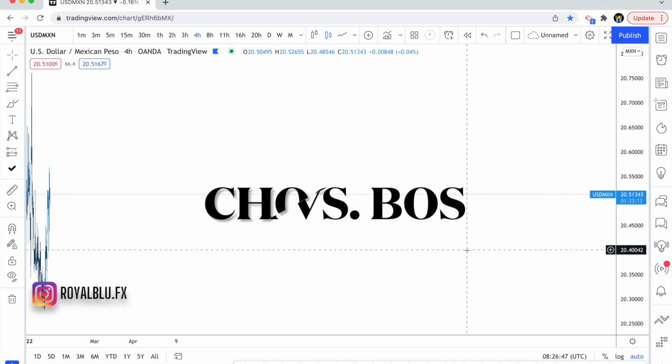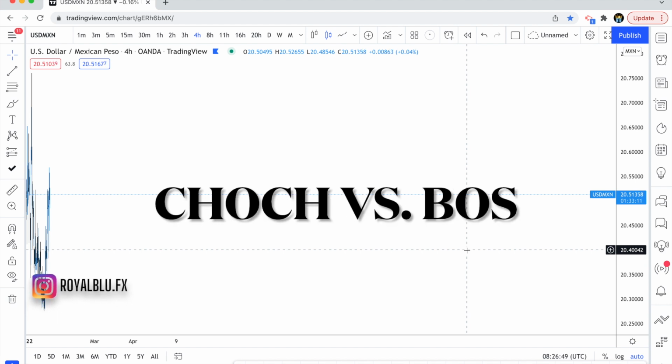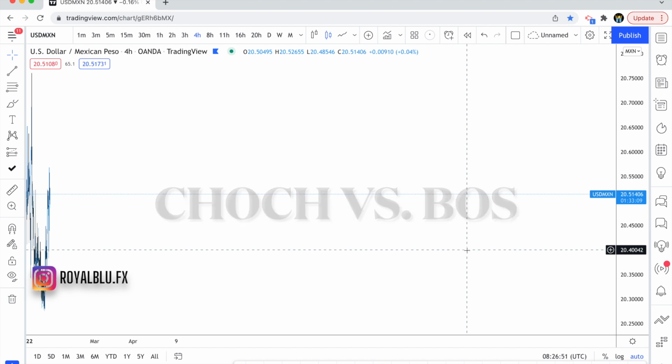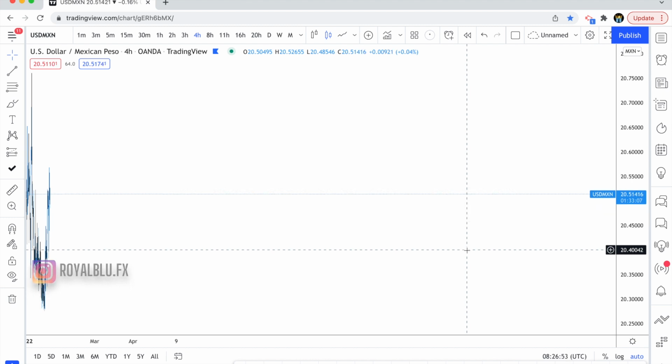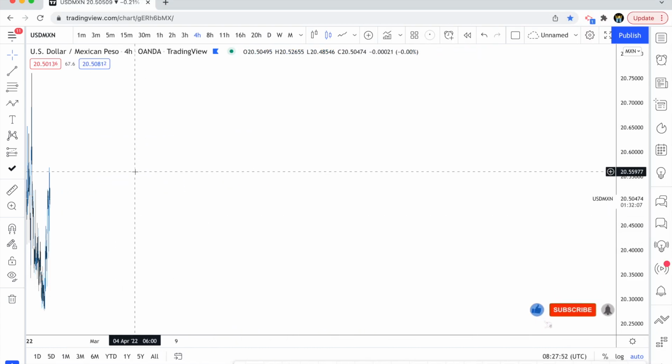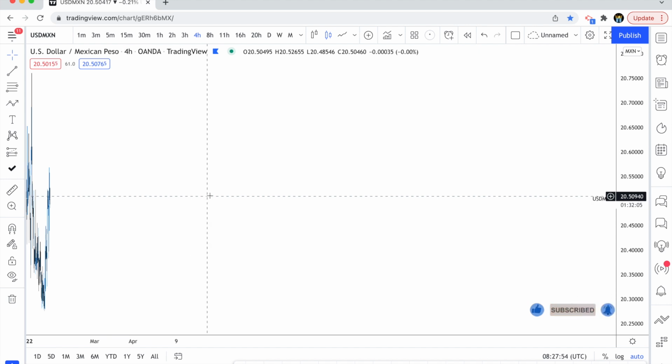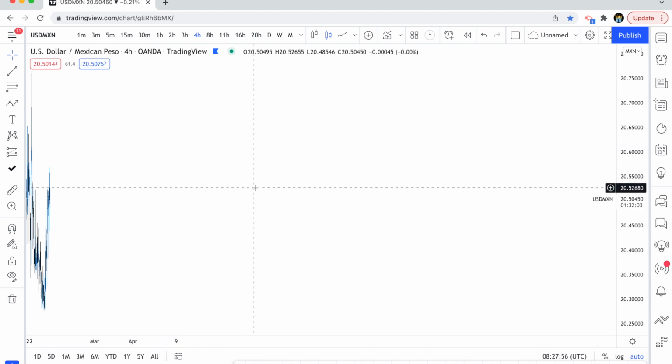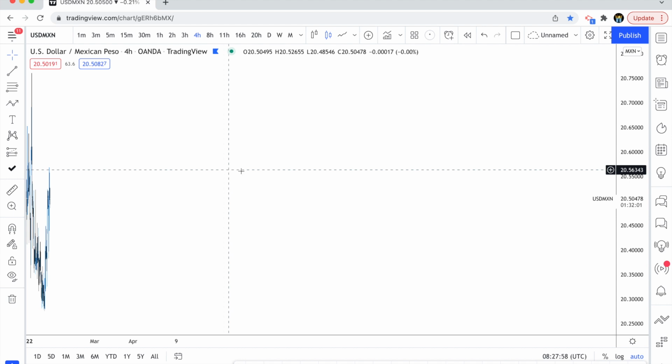Today we're going to talk about the difference between what a CHOCH and a BOS is. So without any further ado, let's get into the video. A lot of you guys have been messaging me wondering about the difference between a CHOCH and a break of structure. So I'm going to break it down here for you guys so you can see and understand.